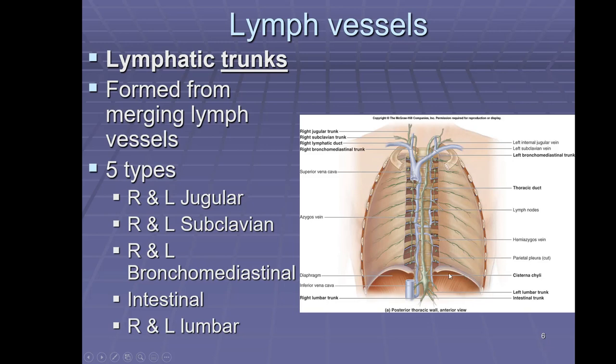Intestinal and lumbar. And so all of these have a left and a right, with the exception of the intestinal trunk. So you do not necessarily need to identify these, but just kind of know the major ones. Like if we have a right and a left, or we do not have a right and a left.